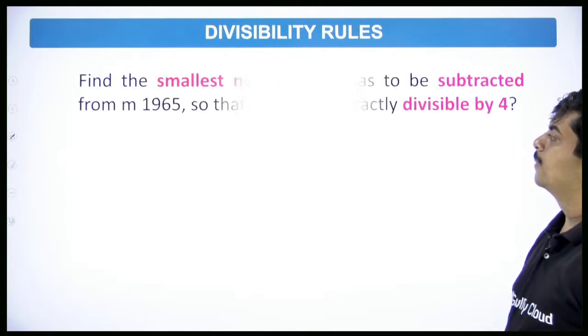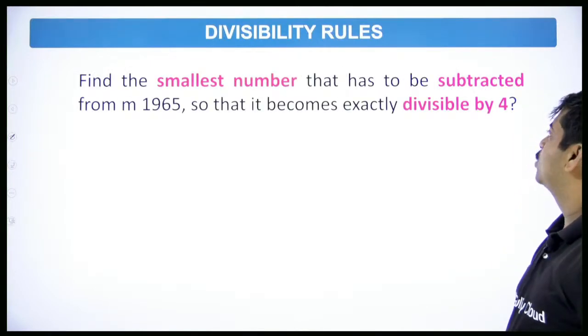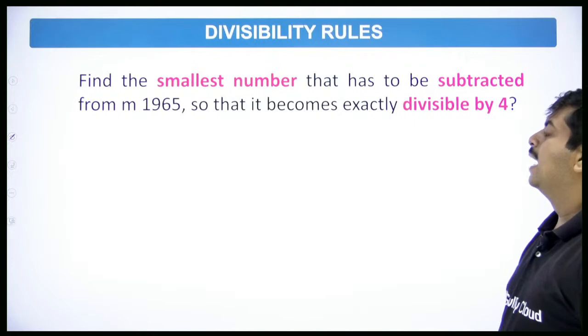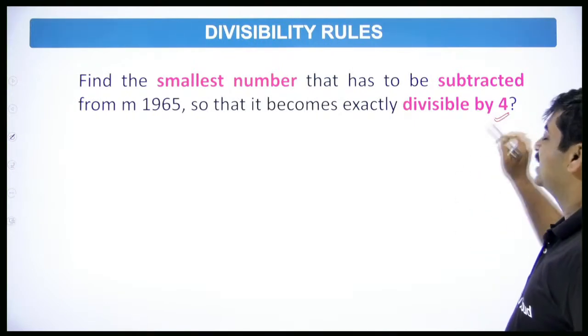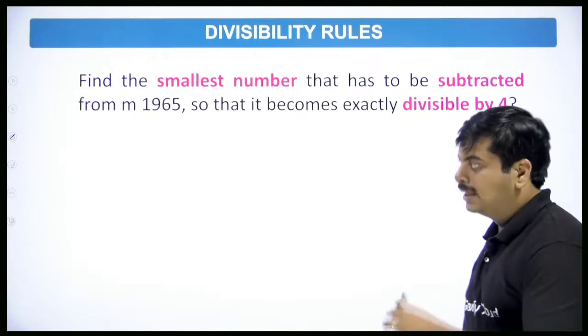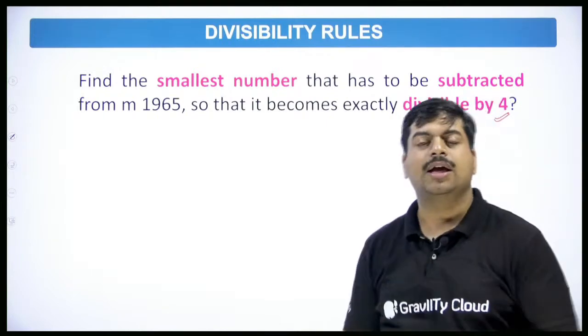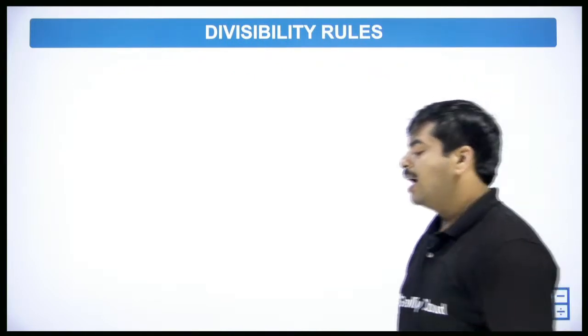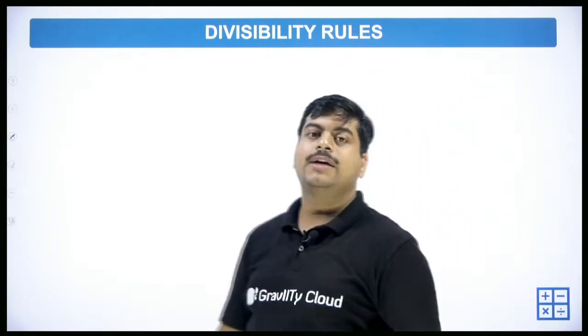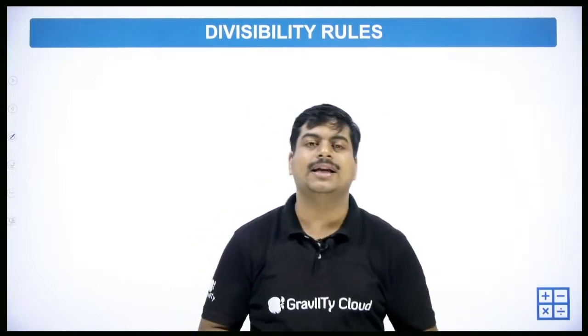And we have one more question. Find the smallest number that has to be subtracted from 1965 so that it becomes exactly divisible by 4. From these two questions, we can continue in the next class, and then after that we have a couple of more examples as well as concepts to be covered, so that we are going to discuss in the next coming class, right?